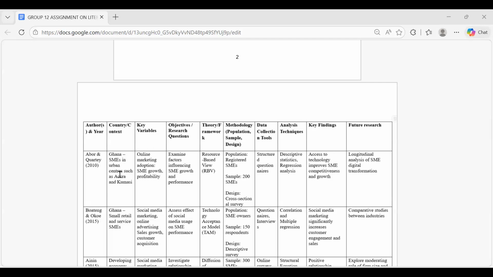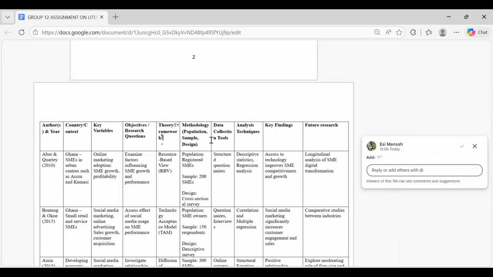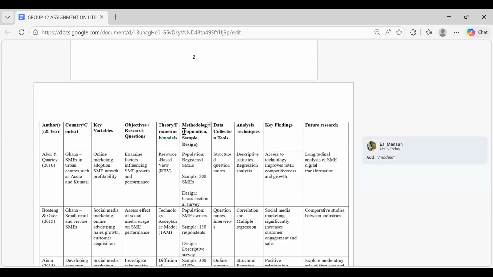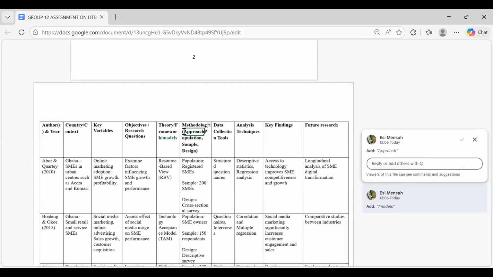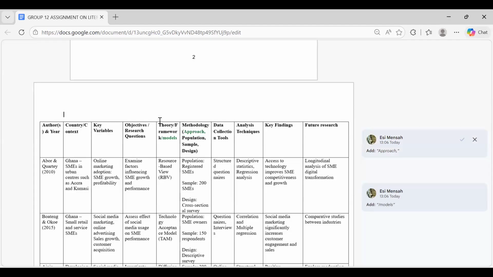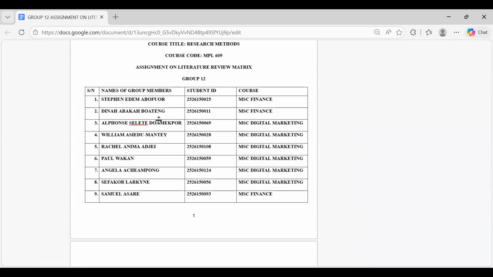For this group, they are marketing students, and you can see that they have the author, the country or context, key variables, objective and research questions, theories, frameworks, or models, methodology, which should include research approach, population sample and research design, data collection tools, analysis, key findings, and recommendations for future research. Just to make sure we understand the context.